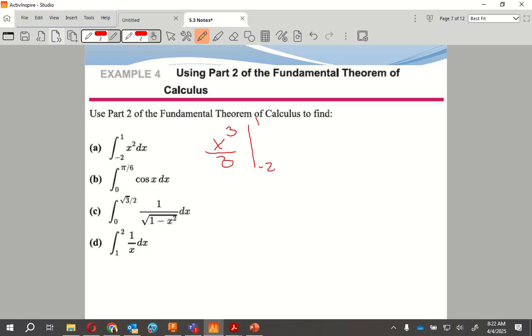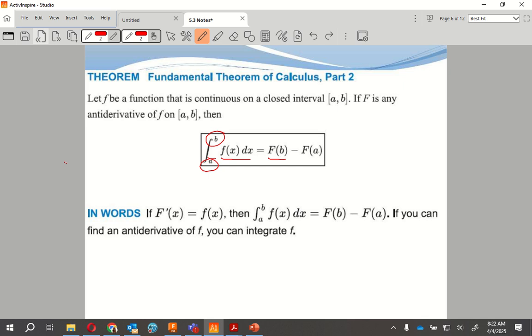Is there no plus C? No, because this right here is going to be F of b plus C minus F of a plus C. It's going to cancel out, because when I subtract the F of a, the C becomes a negative C, where this one is a positive C, and so therefore the C goes away. So with bounds, there is no C.